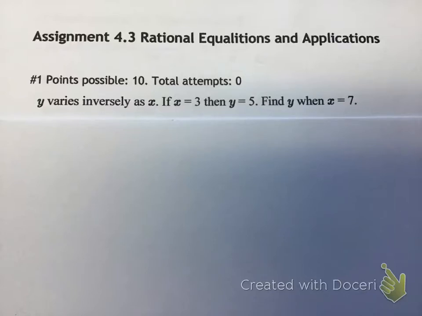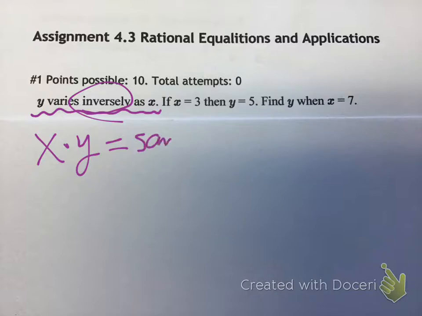Okay, 4.3, here's my take. If you see y varies inversely as x, or whatever, with that inverse variation, the quick take on it is that the x and the y are always going to be timesing to the same answer.